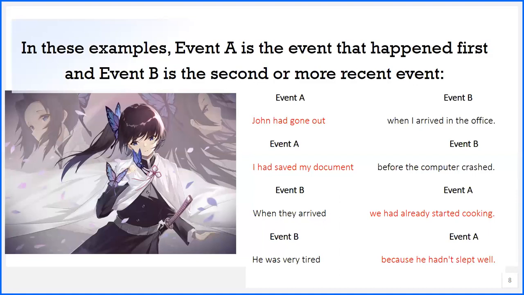In the bottom two, we can see that, like we already mentioned, it doesn't matter which one we use at the beginning. We can start with past simple. We can say, when they arrived, we had already started cooking, right? It doesn't matter if we start with past perfect or past simple. The context is going to tell us which action happened first. For example, the last one: he was tired because he hadn't slept well. What happened first? Was he tired or did he not sleep well? Obviously, he didn't sleep well, and as a consequence, he was tired. So that action happened first.